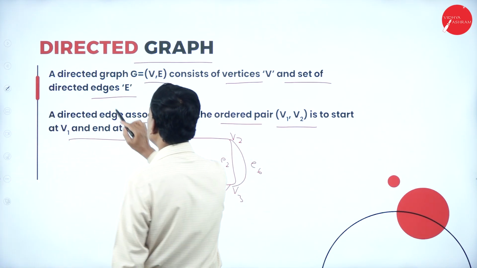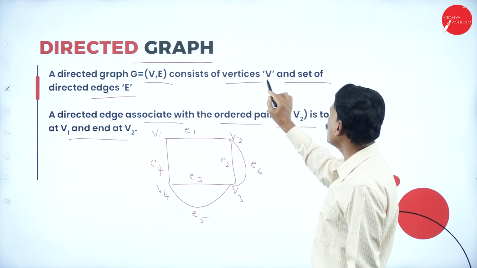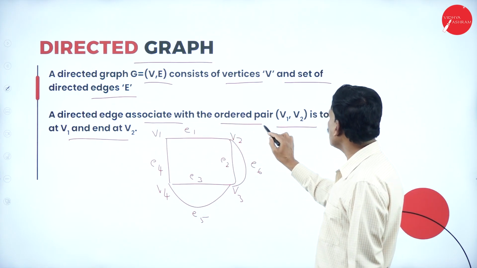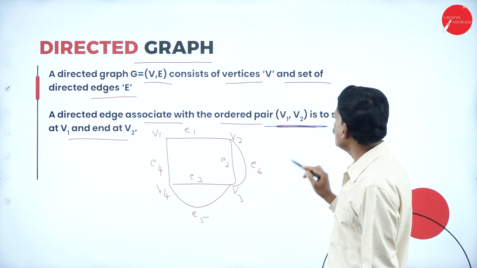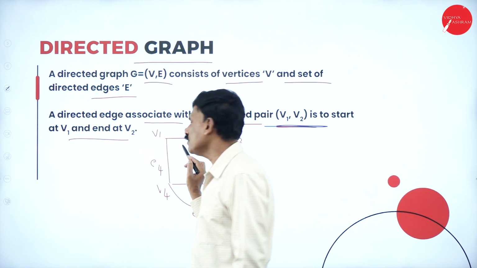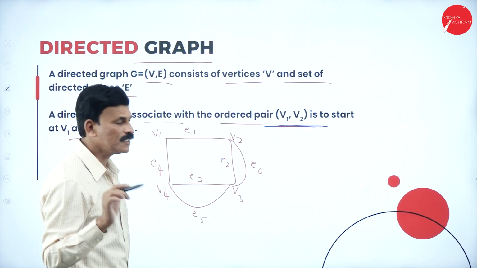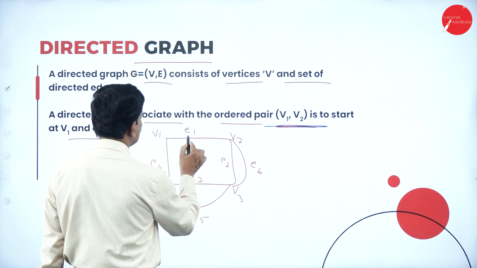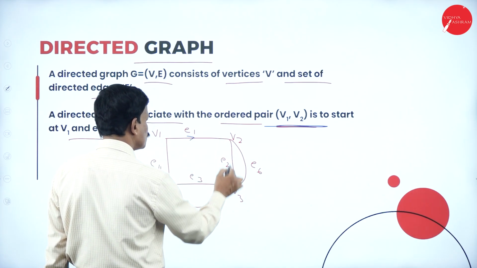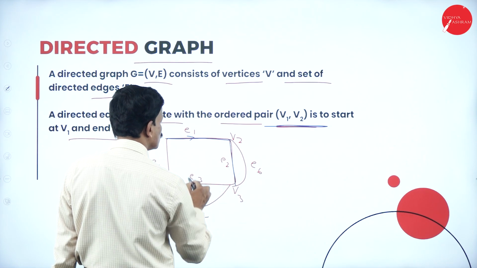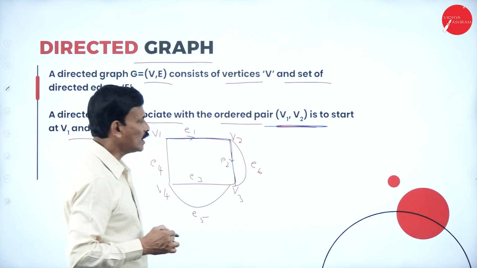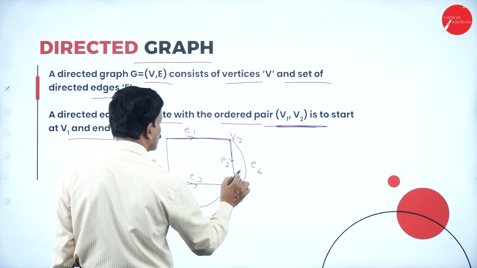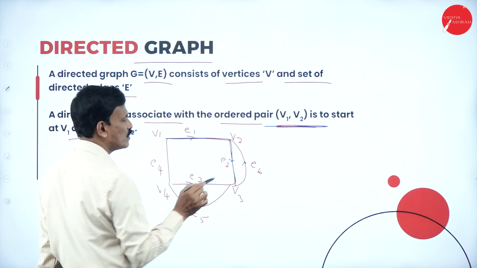Now according to the definition, a directed graph consists of vertices V and the set of edges E. A directed edge is associated with the ordered pair (V1, V2), starting at V1 and ending at V2. So let us give the direction for this. This one starts at V1 and ends at V2. This is the direction. Similarly, this one starts at V4 and ends at V2. So this is an example of a directed graph.